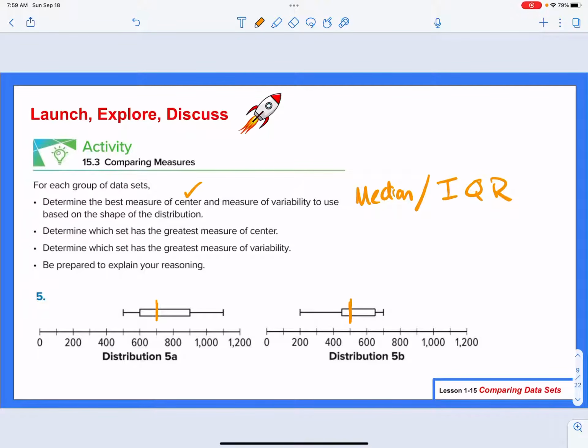So the measure of center here, we're on this point, which is 500, compared to this point, which is 700. So the greatest measure of center is going to be 5A, at 700. And then the greatest variability means, okay, who has the larger box plot? This is going from 600 to 900. And here we are at about, we'd say probably 450, and we're going there to about 650. So that box is about a width of 200, and this box is a width of 300.